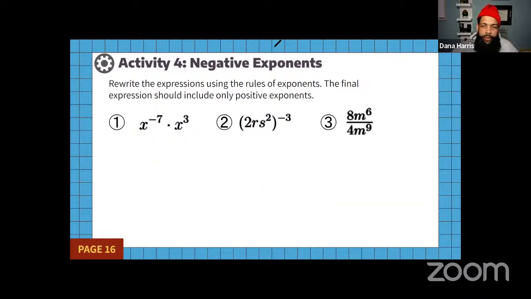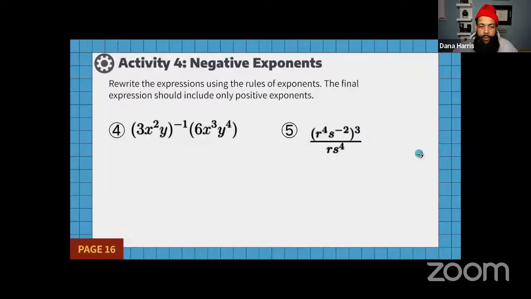I believe there is another slide here. There is. So these are still negative exponents. Let me see how much time I've been on here. It's pretty long right now. Oh, we can do this real quick.